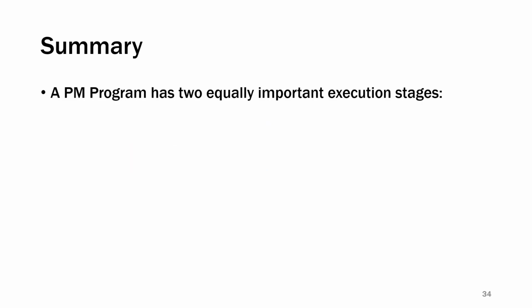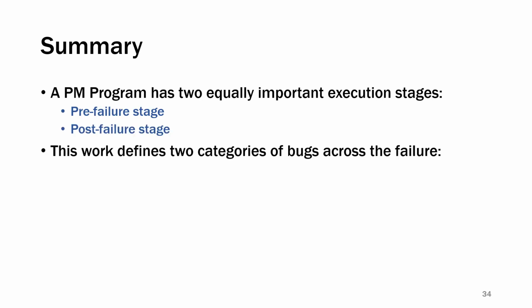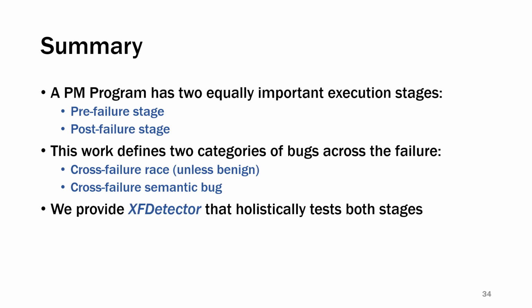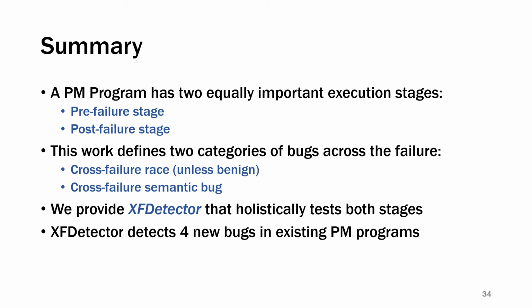In summary, a persistent memory program has 2 equally important execution stages, the pre-failure stage and the post-failure stage. In this work, we define 2 categories of bugs across the failure, a cross-failure race and a cross-failure semantic bug. We have provided XFDetector that holistically tests both stages, and found 4 new bugs in testing the programs.